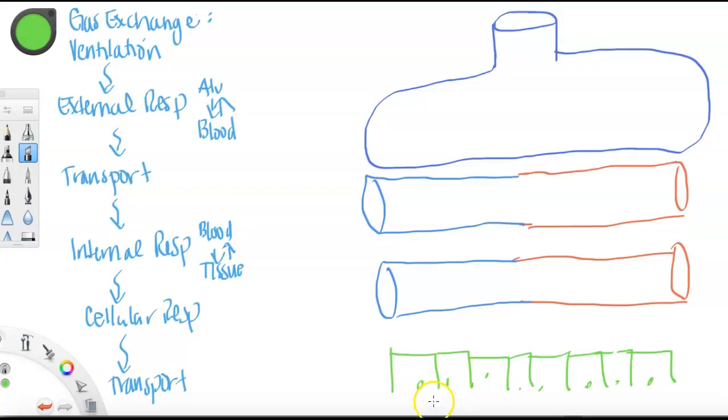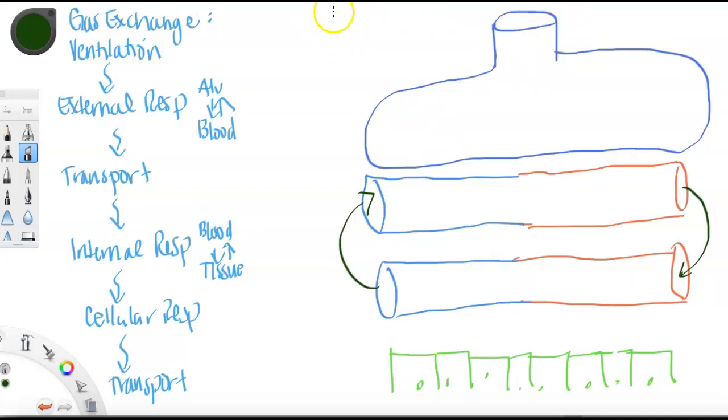Okay, so we know the blood runs in one direction. So the blood is running this way. We're kind of bypassing the heart, but blood is just running in one direction anyway. I'm sure you realize that.